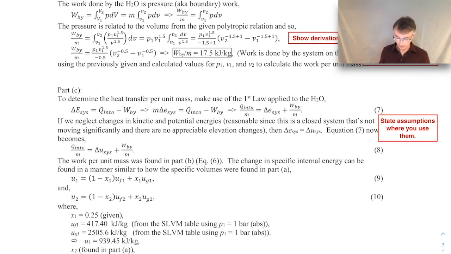Here's an example where I use the first law of thermodynamics, and then I mentioned below it I'm neglecting changes in kinetic and potential energies. So I'm stating assumptions where I use them, and I think that's important. You just write down your governing equation, as I mentioned before, and then you make simplifying assumptions. And you need to write down what those simplifying assumptions are.